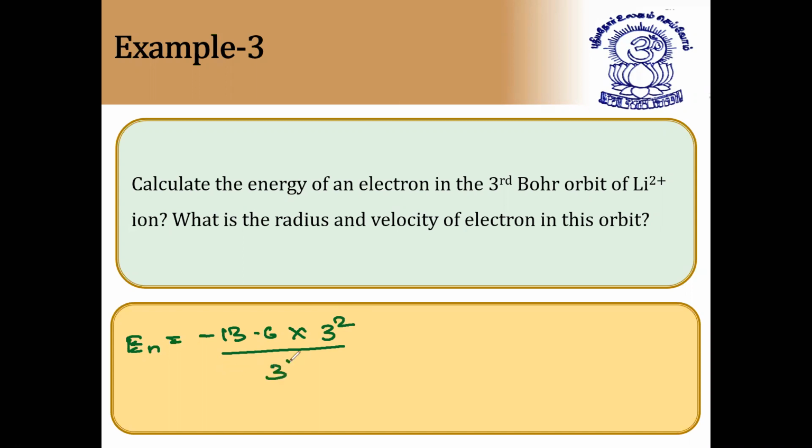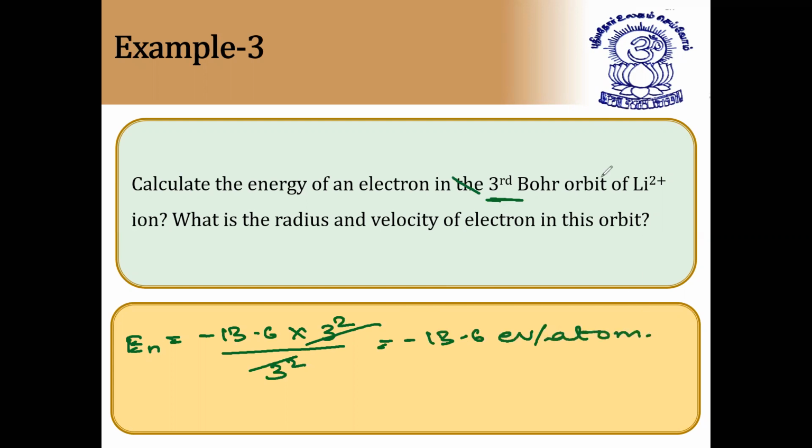Again, I'm writing the formula for your recap: minus 13.6 into Z square by n square. Z for lithium ion, atomic number of lithium is 3. So 3 square by 3 square, the 3 and 3 get cancelled, that is equal to minus 13.6 electron volts. So simple, it is minus 13.6 electron volts. If they are asking joules per atom also, you can write.